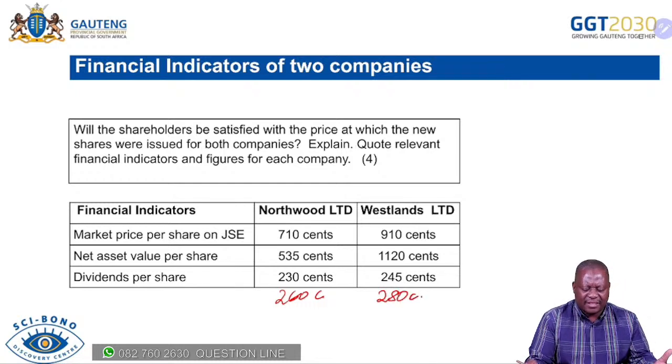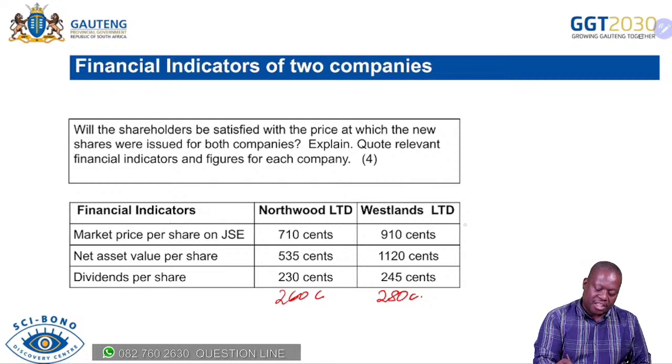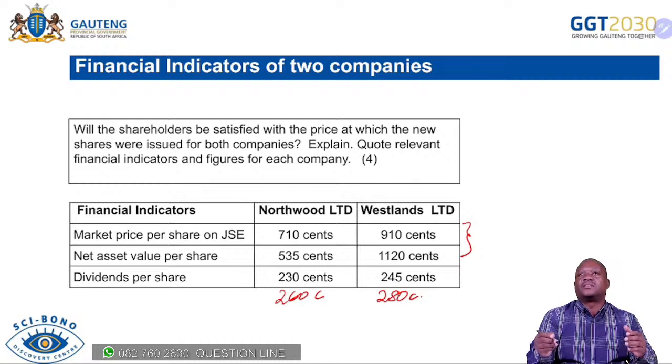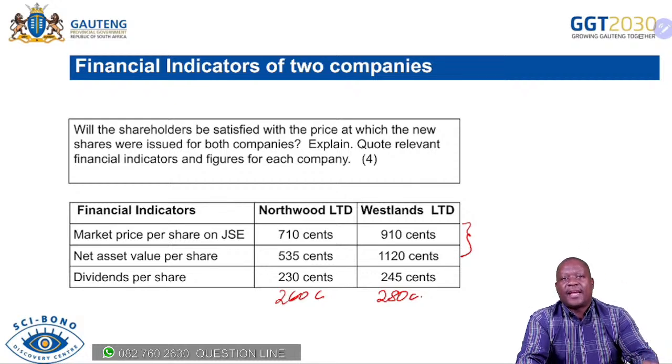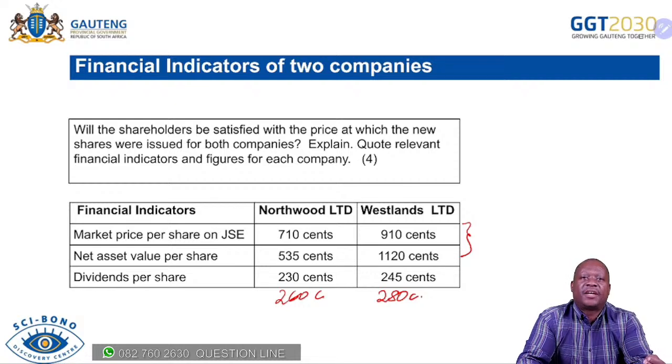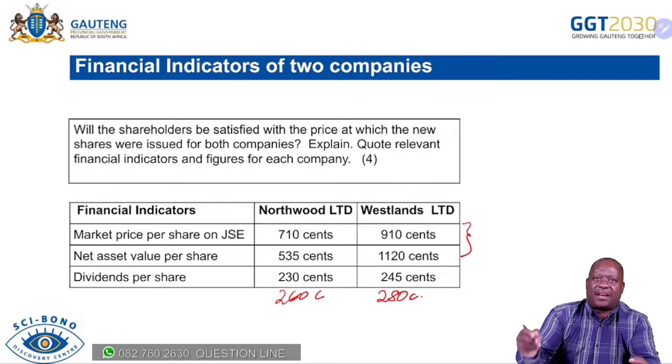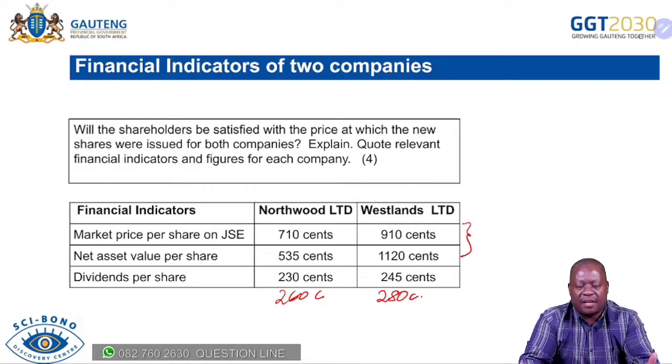Is it making sense? I'm wondering. Now, what is it that we check? Please check. We are going to be using these indicators. The market price per share on the JSE. What does this signify? It signifies how much investors are willing to pay for these shares. So what are investors willing to pay? They are willing to pay 7 Rand 10 for Northwood shares and 9 Rand 10 for Westland Limited.